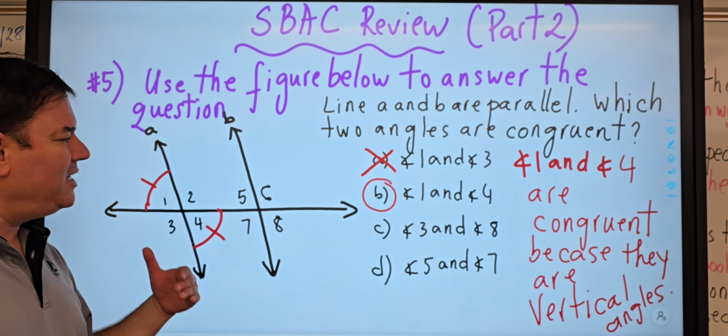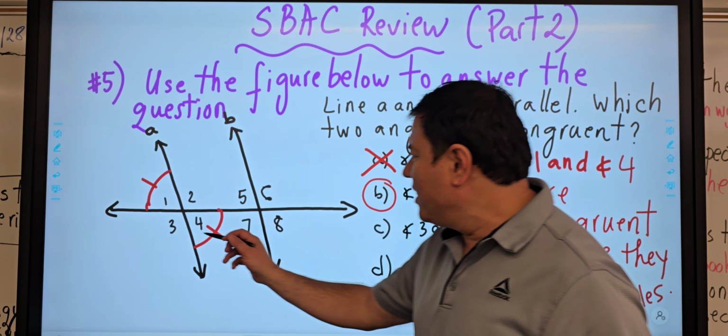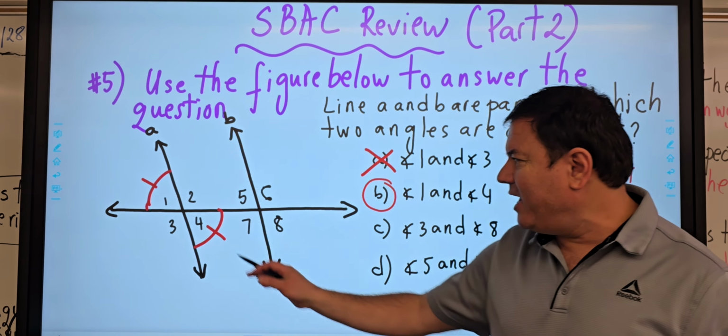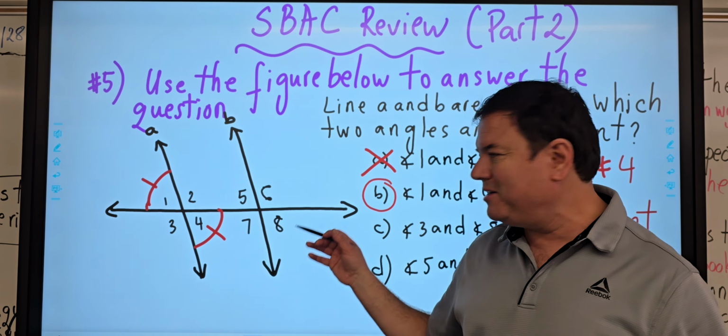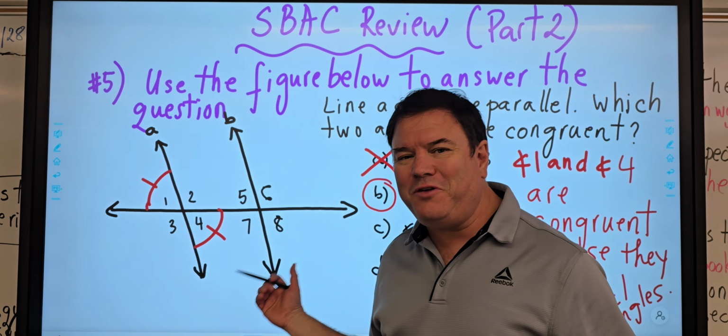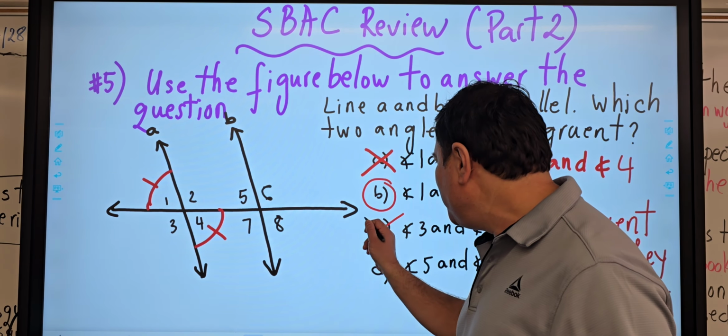But let's take a look at C and D. C, we have angle 3 and angle 8. Again angle 3 is obtuse, and angle 8 is an acute angle. So even as a visual, they don't look the same, so they're not the same. So this cannot be the answer.